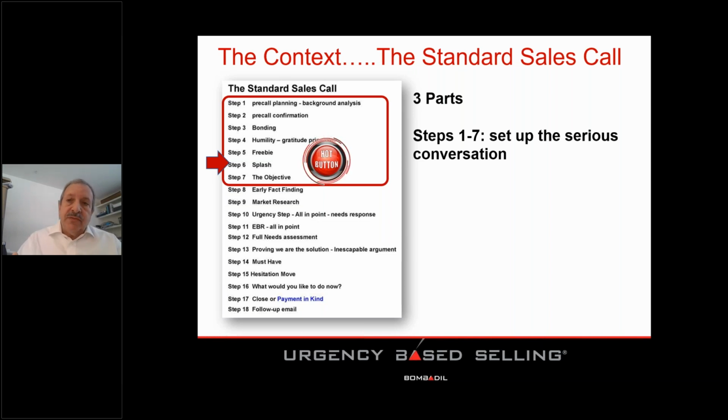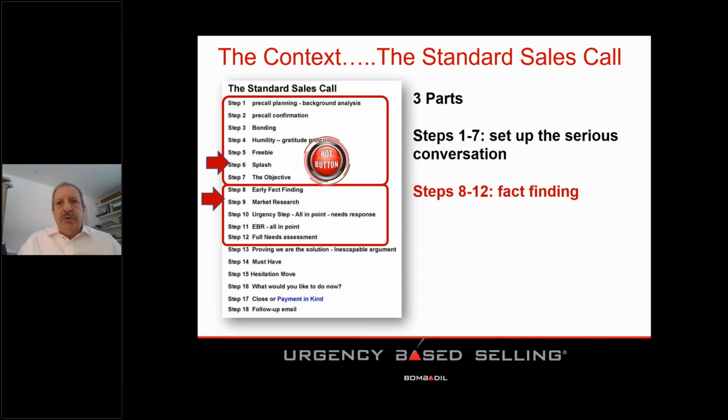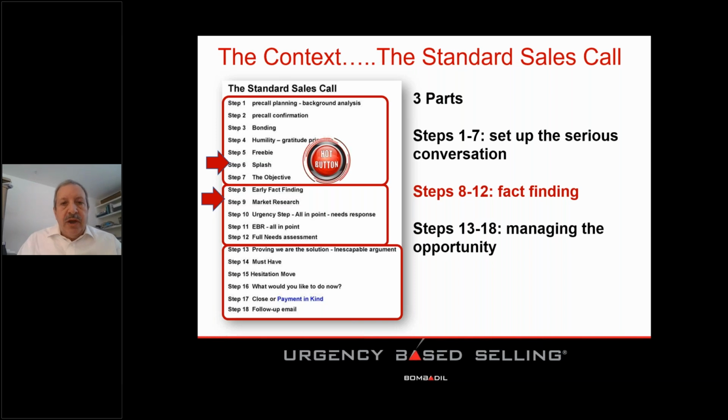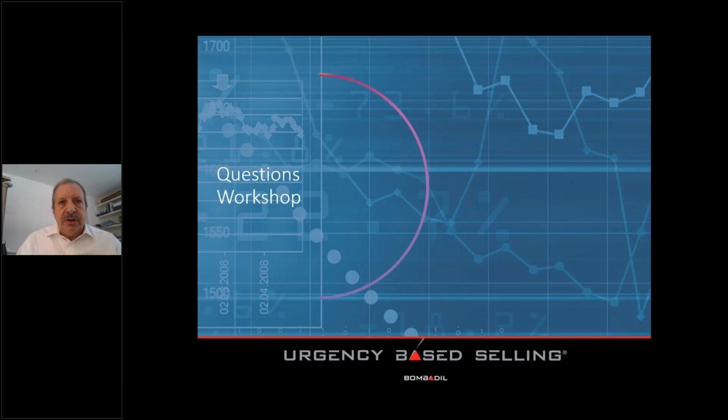In a serious conversation, the prospect is there because they have a compelling need, and if you set up the serious conversation, in steps 8 to 12, you could do your fact finding and discover the closing conditions. You see, if you know the closing conditions, you shouldn't have objections. And then finally, in 13 to 18, we manage the opportunity and we close the sale.